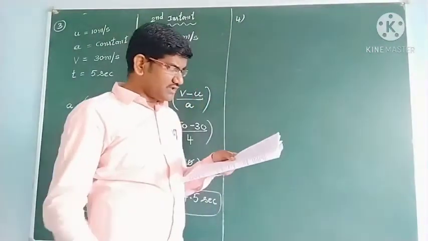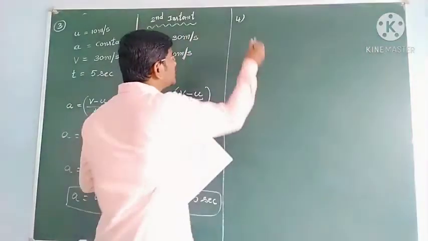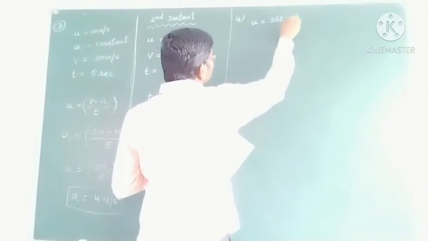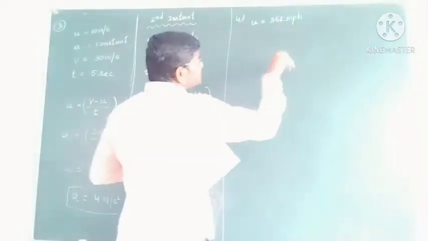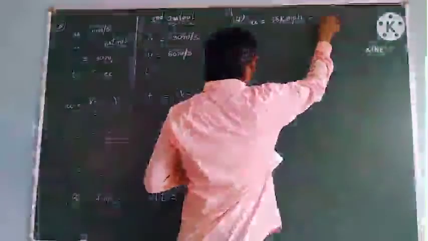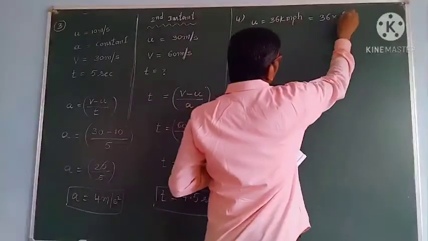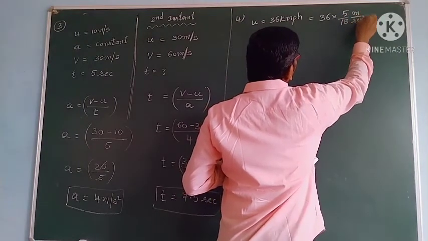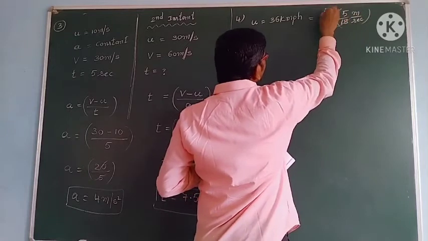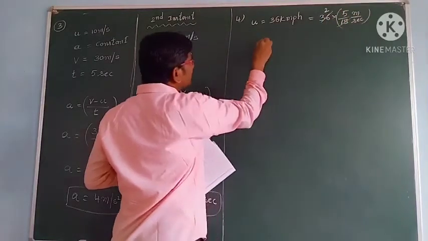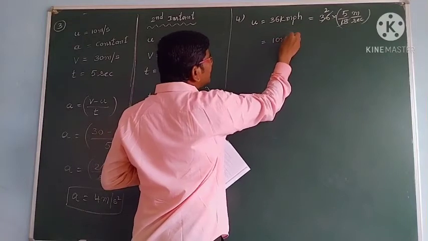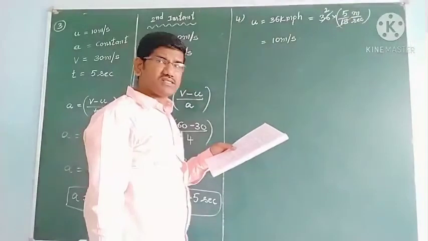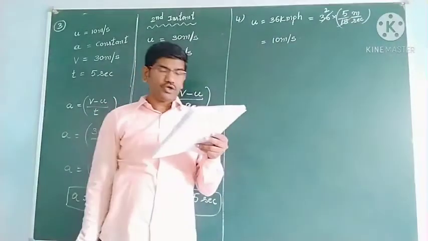A bus traveling with a velocity of 36 km/h. So initial velocity is given, 36 km/h. So this I am converting into 36 into 5 by 18 meters per second. Then 18 twos, 2 into 5, we get 10 meters per second. So this is indirectly 10 meters per second. Okay students, a bus traveling with a velocity of 36 km/h is brought to rest.